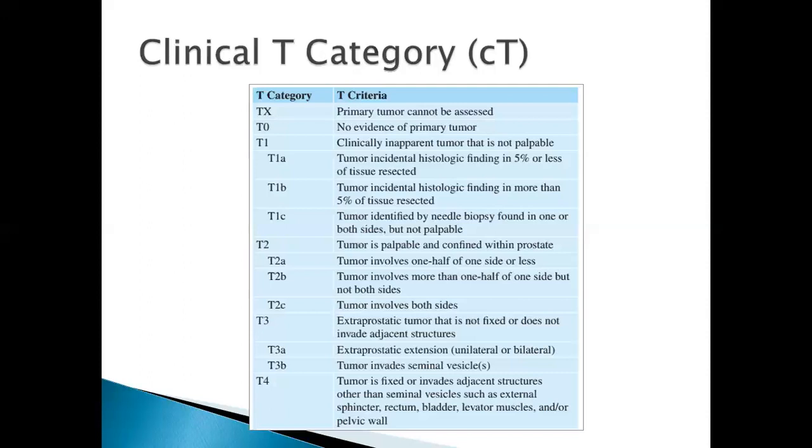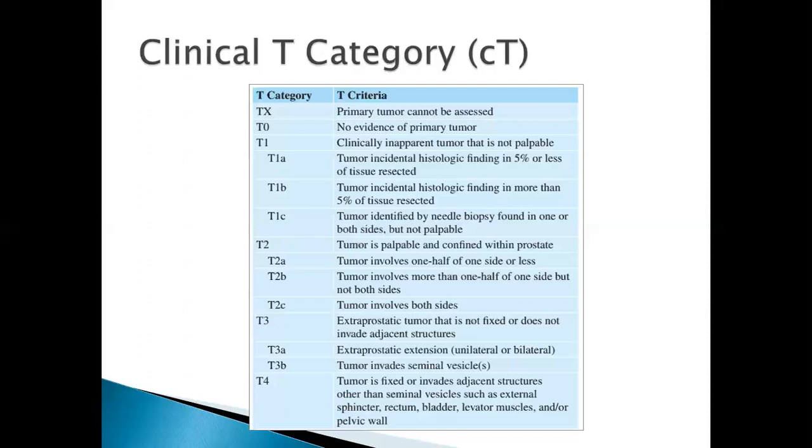So when we get to the T2 and higher categories, that's when there are abnormalities to the prostate itself, okay? The tumor is palpable, okay, and confined within the prostate, okay? So here we have T2A. Okay, once again, the T2, that's an umbrella category, all right? So T2A is tumor involves 1/2 of one side or less, okay? Either 1/2 or less of the right side or the left side, all right?